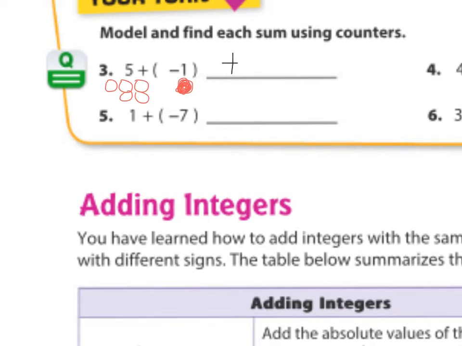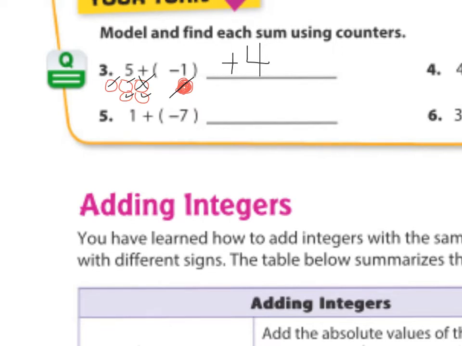And then how many more positives than negatives do you have? Well, let's match up a negative with a positive. Okay, and let's see how many more that is. That's 1, 2, 3, 4 more positives than negative counters. So your answer ends up being positive 4. It's positive because you had more positive counters, and it's 4 because there are 4 more positives than there are negatives.